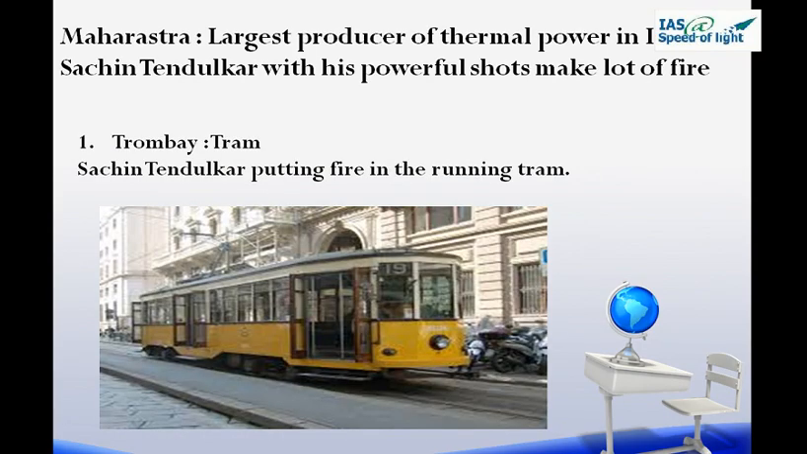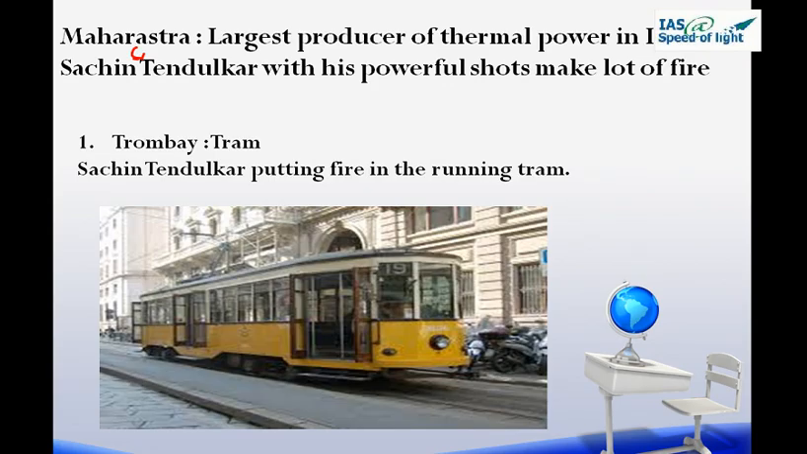Coming to the next state, which is Maharashtra. The first fact is that it is the largest producer of thermal power in India. So Sachin Tendulkar, with his powerful shots, makes a lot of fire. For Maharashtra, our picture is of Sachin Tendulkar, and with his powerful shots he creates a lot of fire. That is how we relate it to Maharashtra being the largest producer of thermal power in India. So the first thermal power plant of Maharashtra is Trombay.